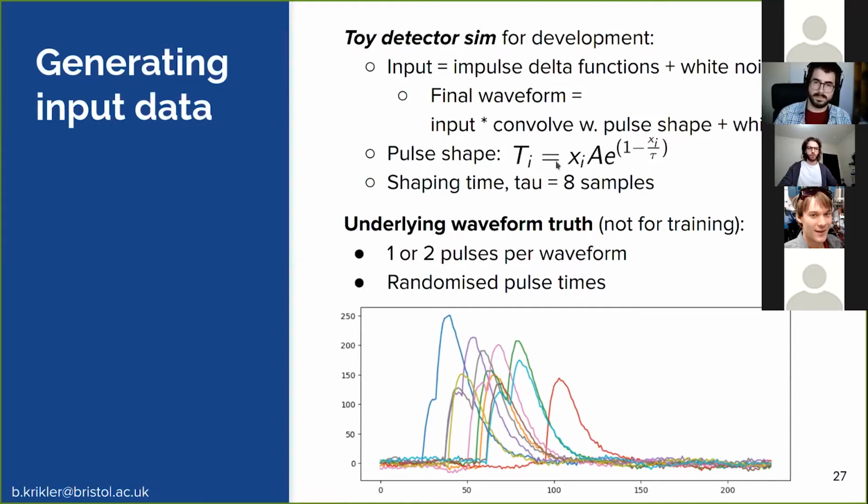You can see the formula for our pulse shapes here, and for all of this, the next few slides, our shaping time is 8 samples. And then in terms of what we actually put in here, we create waveforms with 1 or 2 pulses in the waveform. We randomize the pulse times, and that's what we train off. I should highlight that we don't use this truth information for the training. This is just so we can validate that this is learning meaningful things, that we know this truth.